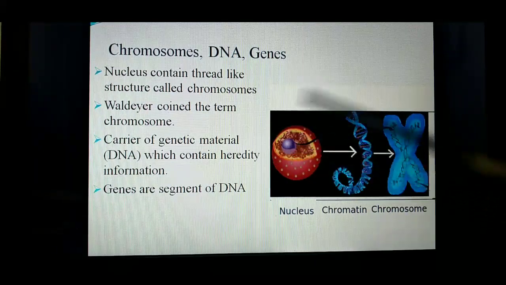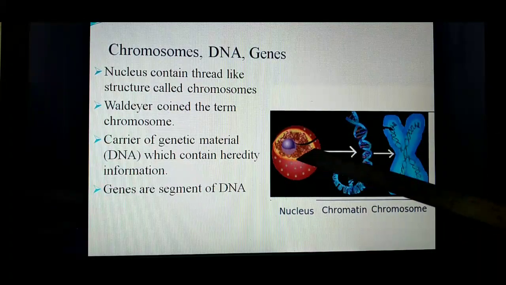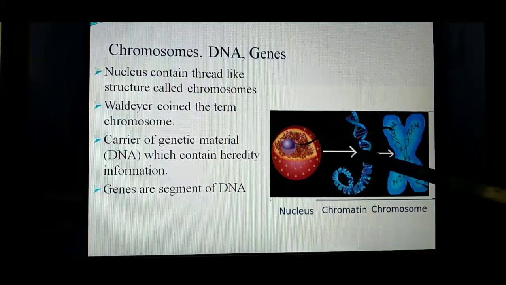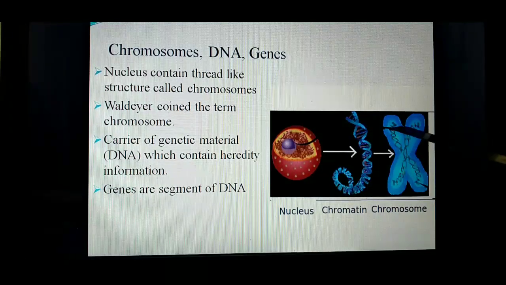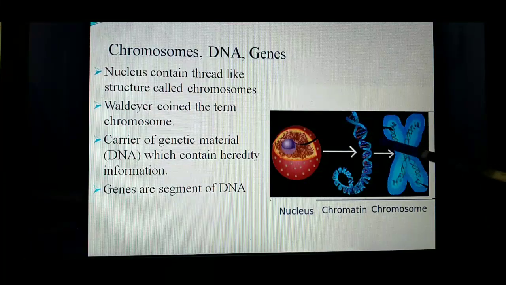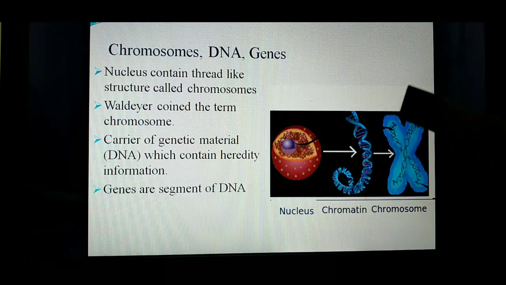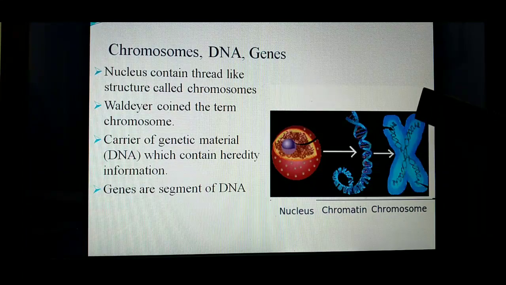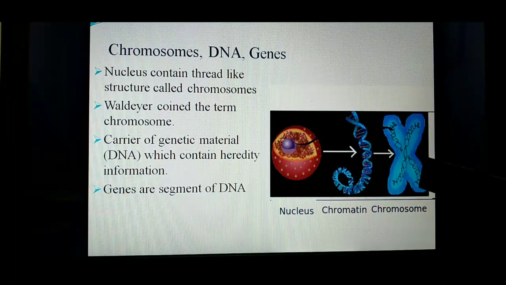These chromatin fibers condense at the time of cell division, or at the prophase stage, and they become distinct chromosomes. These chromosomes duplicate themselves and form identical copies of themselves, called sister chromatids. So at the time of cell division, each chromosome duplicates itself and forms identical copies called sister chromatids. Each chromosome is composed of DNA.